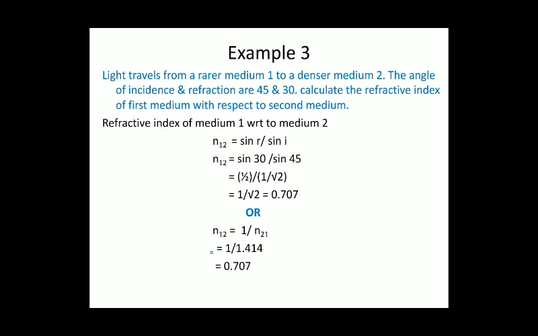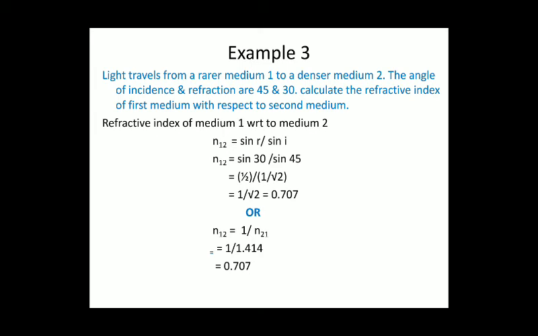It means first the light is traveling from 1 to 2, right? Now what happened? They are asking the refractive index of the first medium with respect to the second. In the previous question they were asking about the refractive index of the second medium with respect to the first, just the reverse of the medium. In that case you can directly apply the principle of reversibility, and n12 is equal to, it means the refractive index of the first medium with respect to the second is equal to 1 upon the refractive index of the second medium with respect to the first.